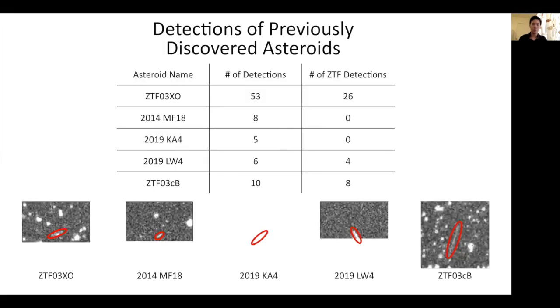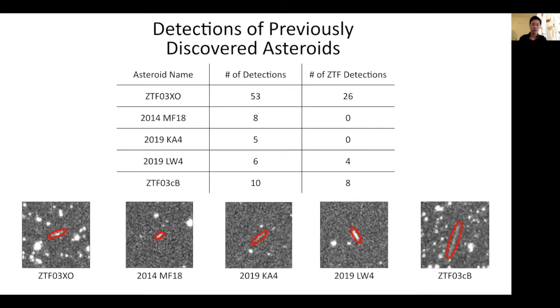In addition to these new discoveries, I've also found detections of previously discovered asteroids. Based on the ZTF submissions to the Minor Planet Center, it also seems that some of the streaks that I found have been missed by ZTF, although I do have some detections that I missed that ZTF did detect. Overall, though, I did have more detections than ZTF.